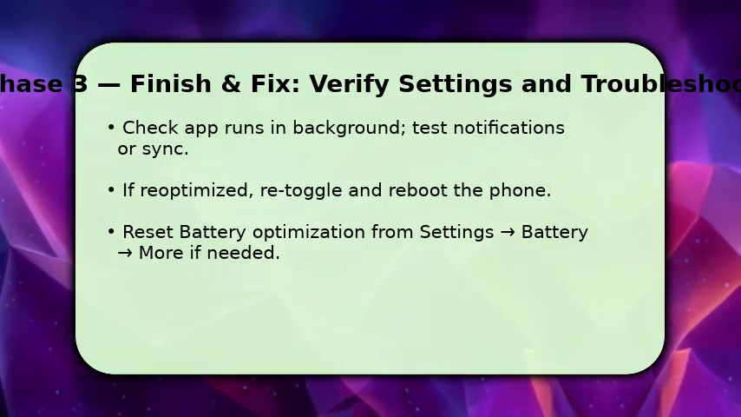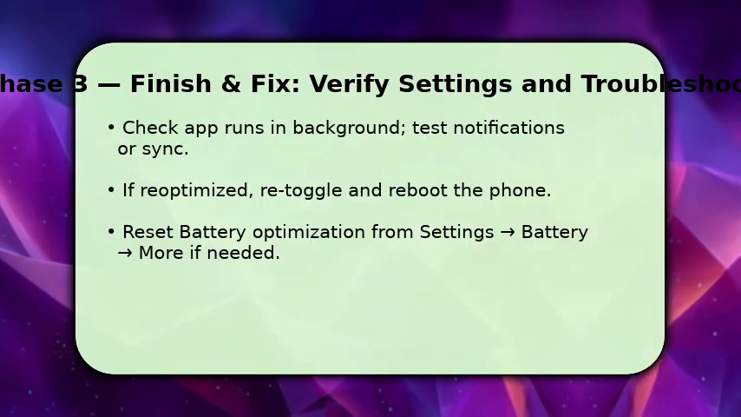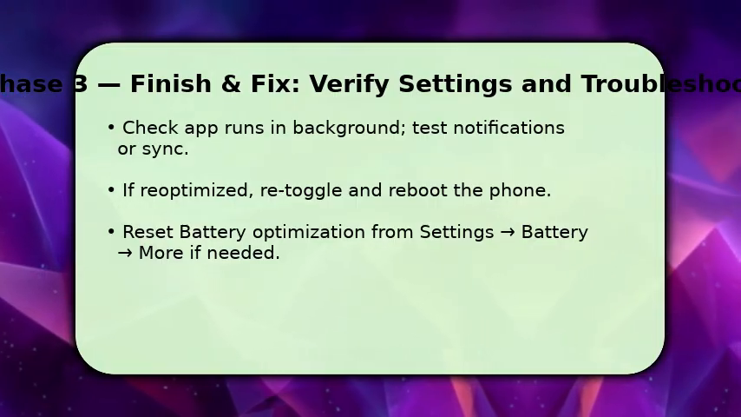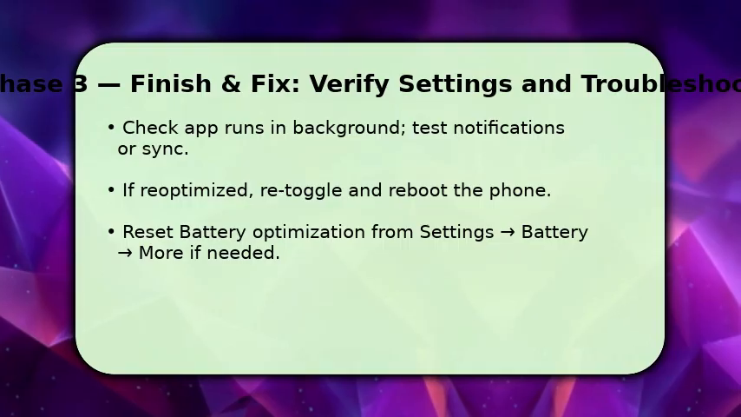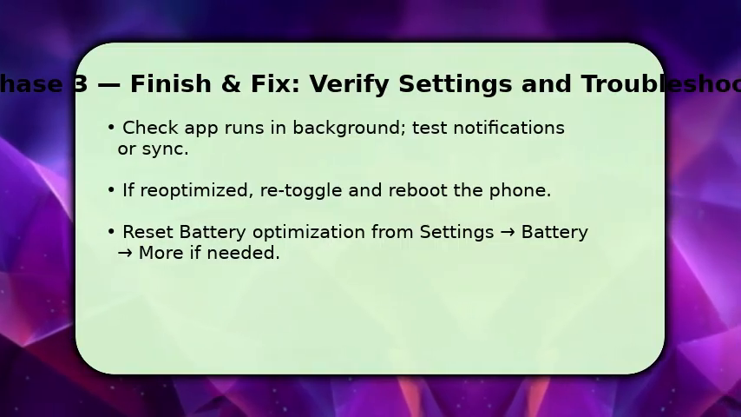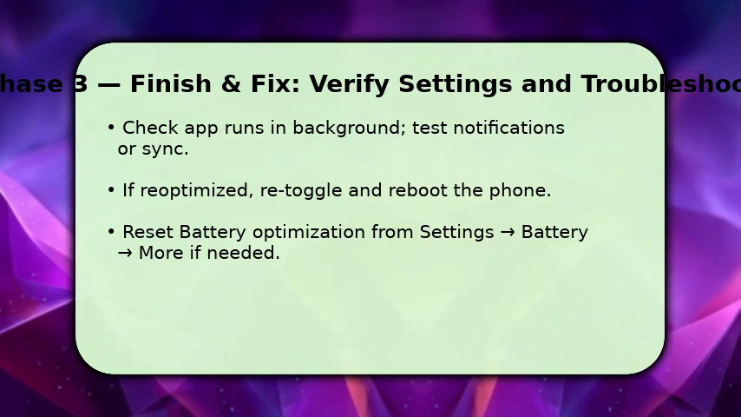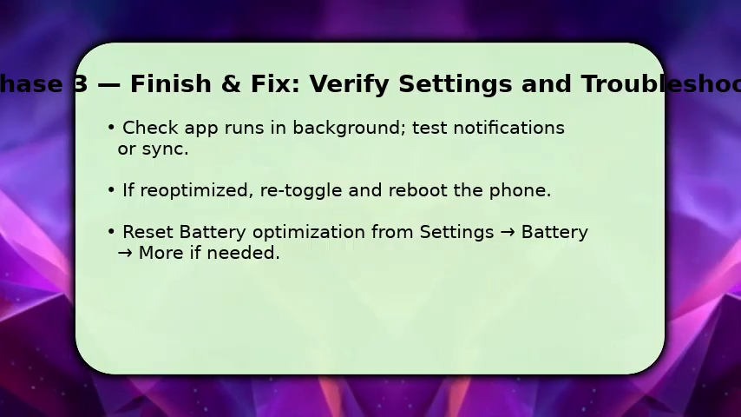As a troubleshooting tip, go to Settings, Battery, More or the three-dot menu, Optimize Battery Usage, and reset the list, then reapply exclusions. That often fixes stubborn reoptimization without factory resets. This wraps up the process and keeps critical apps active.